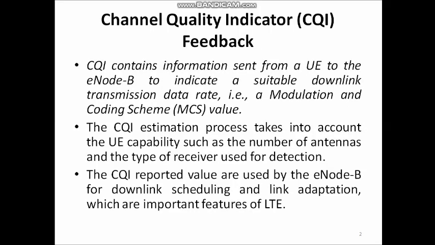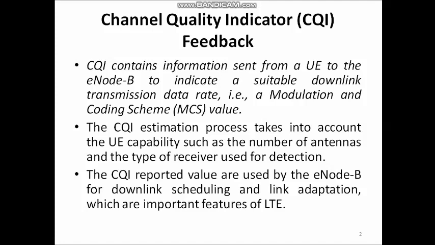Okay, the channel quality indicator contains information sent from a user equipment to the eNode B to indicate a suitable downlink transmission data rate. As we know, transmission data rate depends on the modulation and coding scheme used at the transmitter and receiver. Therefore, this CQI contains information related to the modulation and coding scheme value, and it includes channel quality information, precoding matrix indicator and rank indicator components. And the requirement for these components depends on the transmission mode.